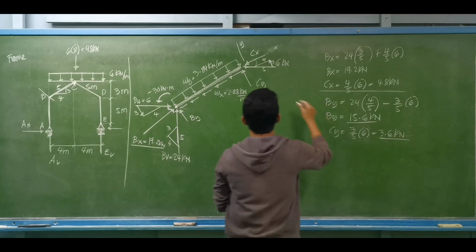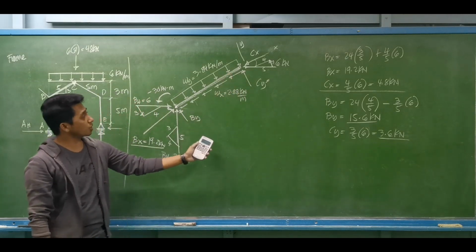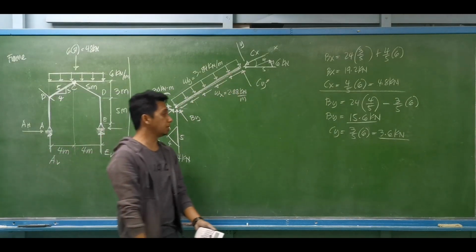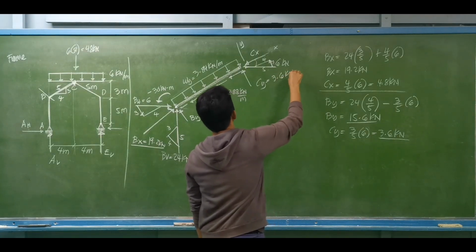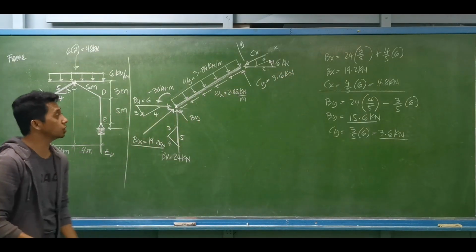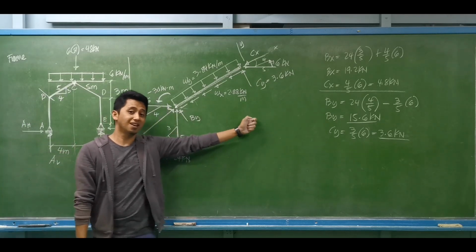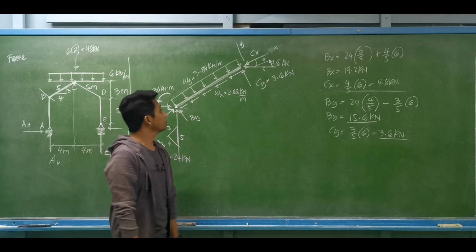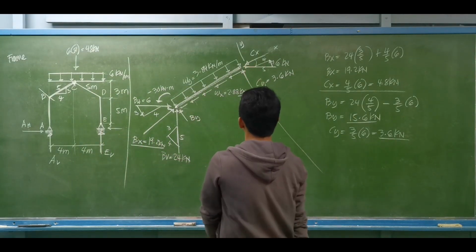So those are the reactions perpendicular to member BC. So this is 3.6 kilonewtons. After that, we may now do the shear moment diagram, plus the actual load diagram. So let's do it like this. It is also inclined.